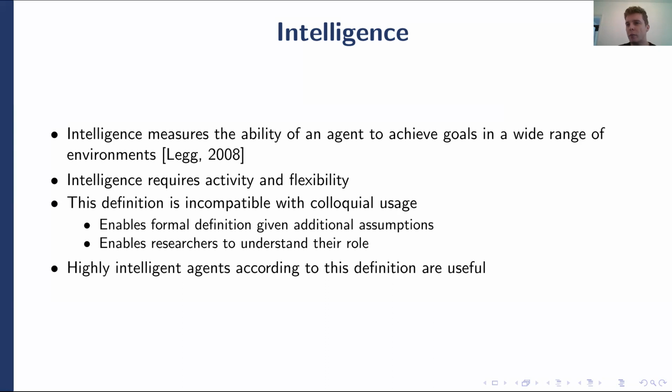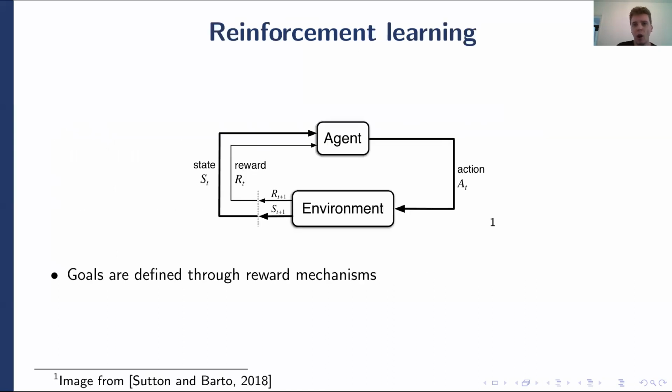So why am I talking so much about intelligence? Well, reinforcement learning, as I see it, is the natural technical framework that can be used to study artificial intelligence. And as you see, basically all the elements from my definition of intelligence from earlier appear in the reinforcement learning setting. But now the goals, as I mentioned, will be defined through reward mechanisms.